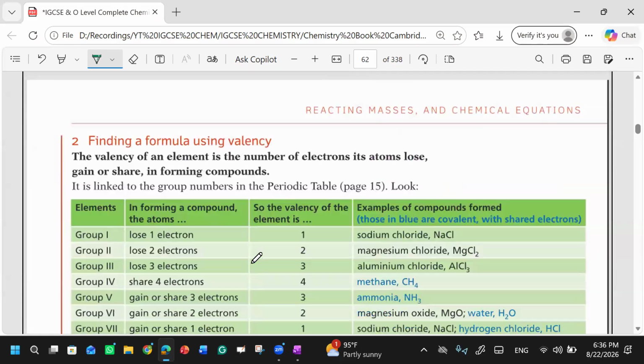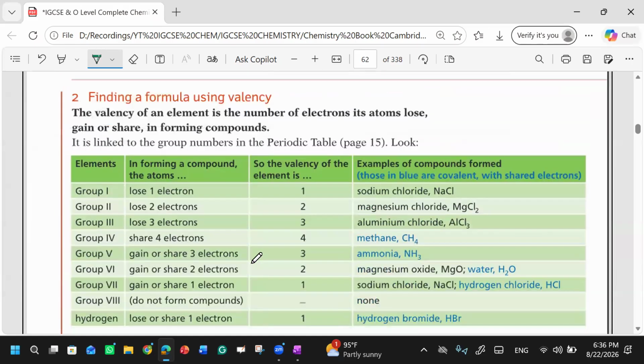Now there is a table for finding a formula using valency. How can we find the formula using valency? This is a very important table. Can you tell me about this? What is the general idea about this?